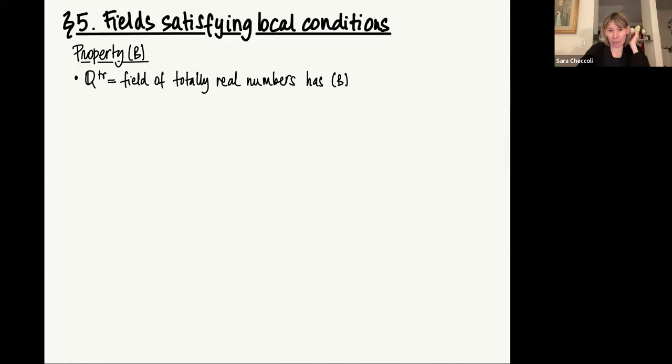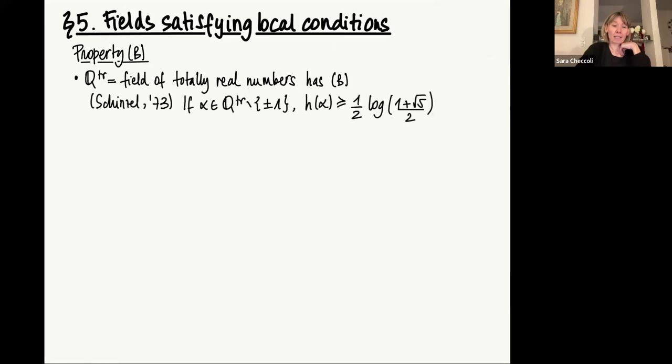The first example is the field of totally real numbers, and this has property B. As I said, this was proved by Schinzel. There was not this terminology of property B, but what he proves is that if alpha is in QTR, it is non-zero, and it is not plus or minus one, then the height of alpha is at least one half of the log of the golden ratio.